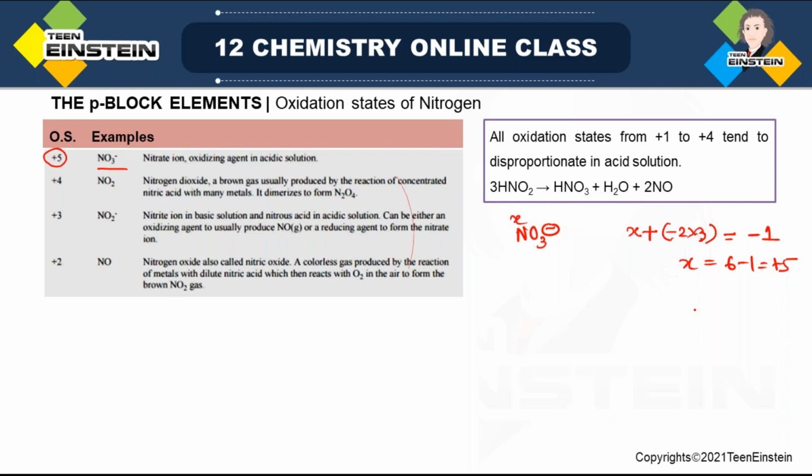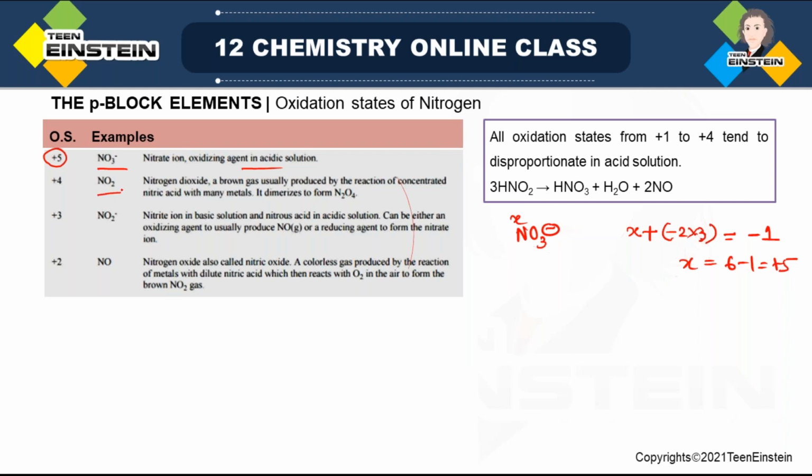Not necessarily a compound, it may be an ion also. For example, nitrate is an ion because it is carrying one negative charge. So the nitrate ion is an oxidizing agent in acidic solution because the oxidation state of nitrogen is +5, which is the maximum oxidation state. That is why it will be oxidizing in nature, because it will have a tendency to accept electrons from other species.